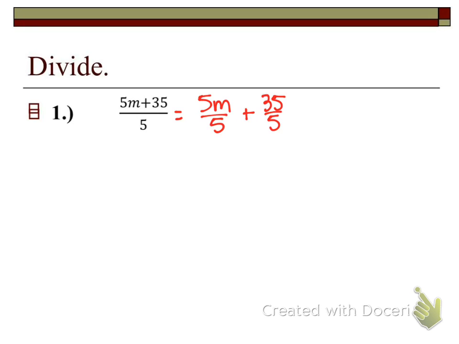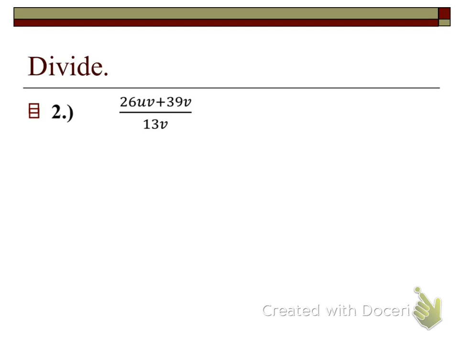5m over 5, how does that reduce or cancel out? Okay, we just end up with m. The 5's cancel each other out or reduce to 1, so we're left with m plus 35 divided by 5 is 7. Okay, pretty easy one to start us off. Questions about it? Once you're starting to get more comfortable with these, I don't necessarily expect that you'll write it out split up. Just wanted you to see that that's what it meant from those directions in the previous slide.